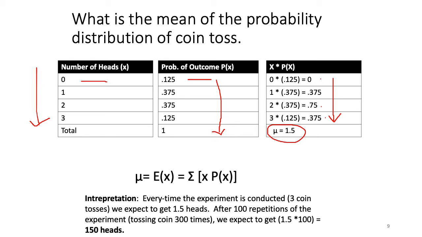This says that every time the experiment is conducted, so 3 coin tosses, we expect to get 1.5 heads. Now that obviously is not a possible outcome, because if a coin is tossed, you're either going to get 1 or 2, never 1.5. So we can adjust this. We could say after 100 repetitions, meaning after the coin is tossed 300 times, we expect to get 150 heads, which is simply the mean of the 3 coin tosses times 100. And now this outcome of 150 is a possibility.